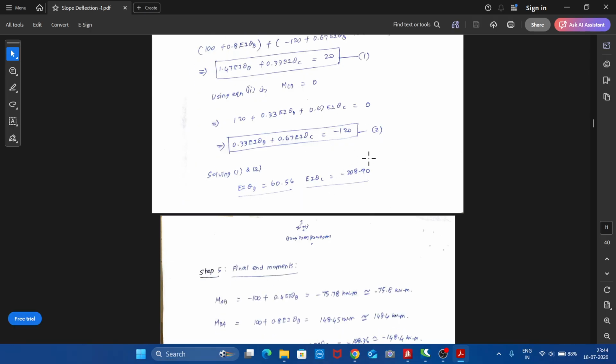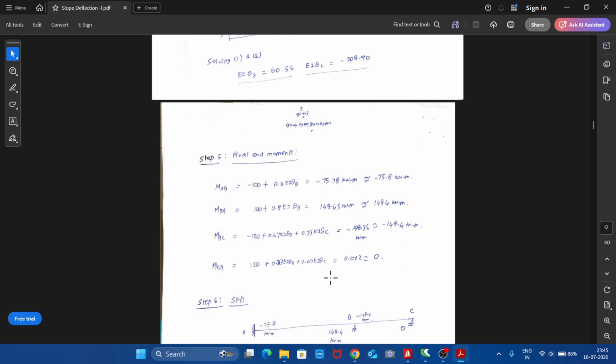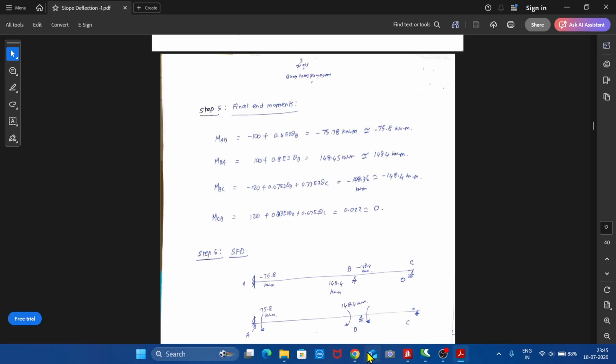And substituting these values in the slope deflection equations, we'll be getting the final end moments. So MAB we have already arrived in the slope deflection equations, minus 100 plus 0.4 EI theta B. So EI theta B we have here, substitute, we'll get. And MBA will be 100 plus 0.8 EI theta B. So we substitute and get. Similarly, MBC, and MCB equal to 0. With this, we will have completed the slope deflection analysis, and we can go on to the shear force diagram and bending moment diagram.